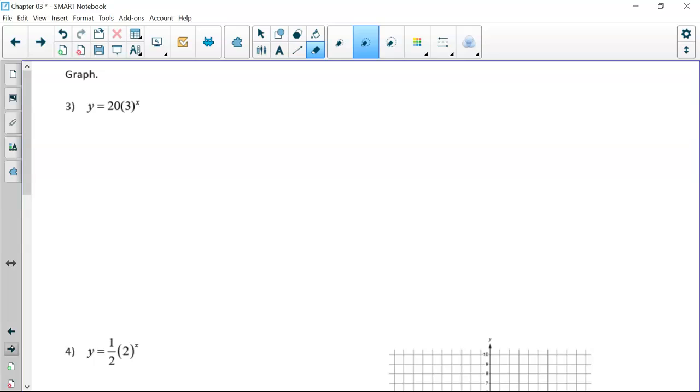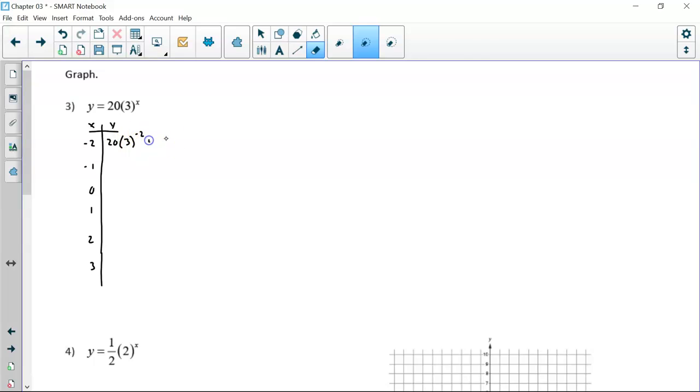So we're going to graph a few of these. Y equals 20 times 3 to the x. So these are changing from the ones we talked about last time because now we have a multiplier, or we have that initial of 20, not 1. So for -2, -1, 0, 1, and 2. We'll put a 3 on there as well.